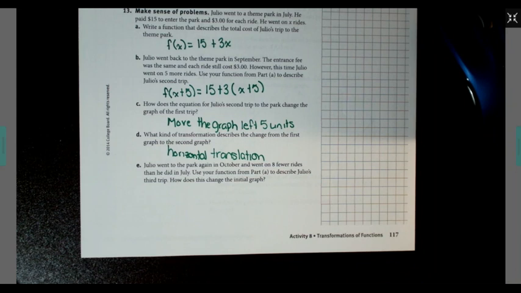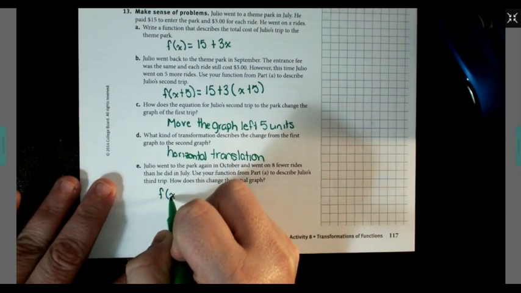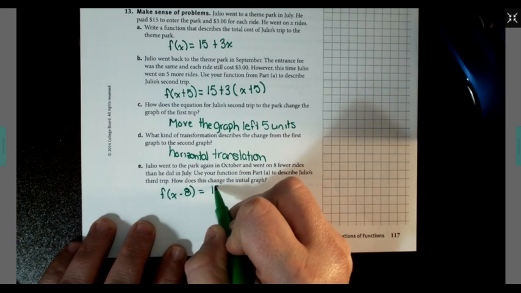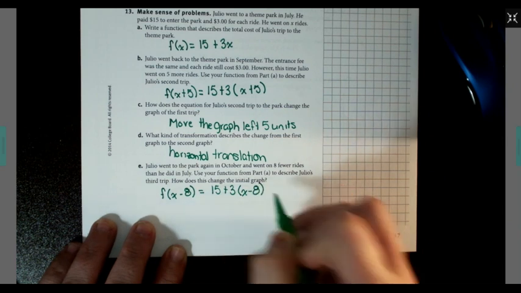Letter E. Julio went to the park back in October and went on 8 fewer rides than he did in July. July was the very first part, okay? Use your function from part A to describe Julio's third trip, and how does this change the initial graph? Well, this time it's going to be f of x minus 8, because we went on fewer rides. So that's going to say 15 plus 3 times x minus 8.